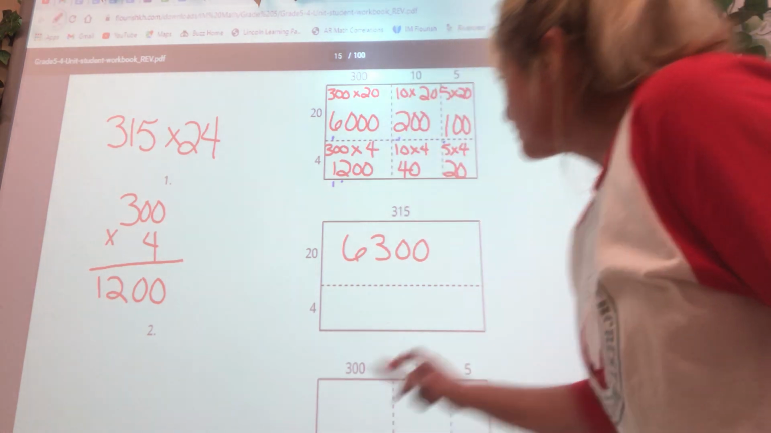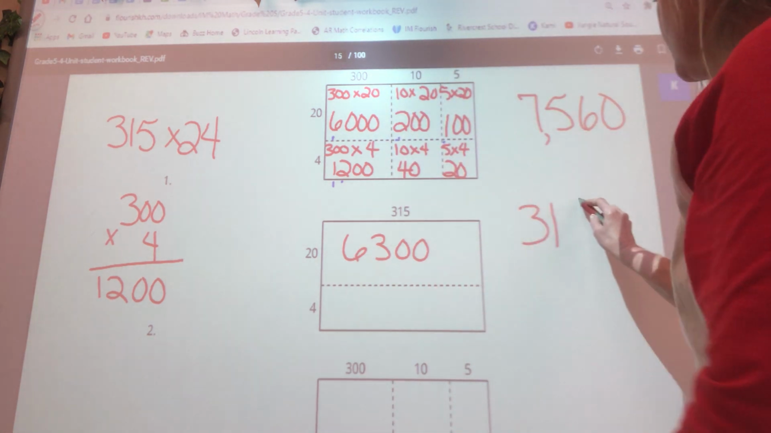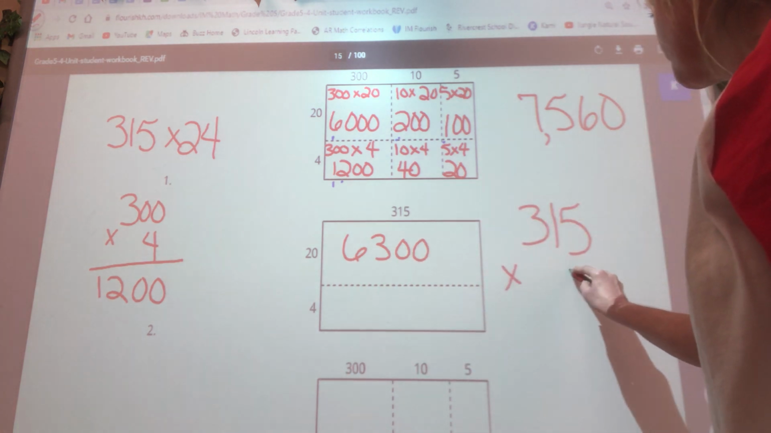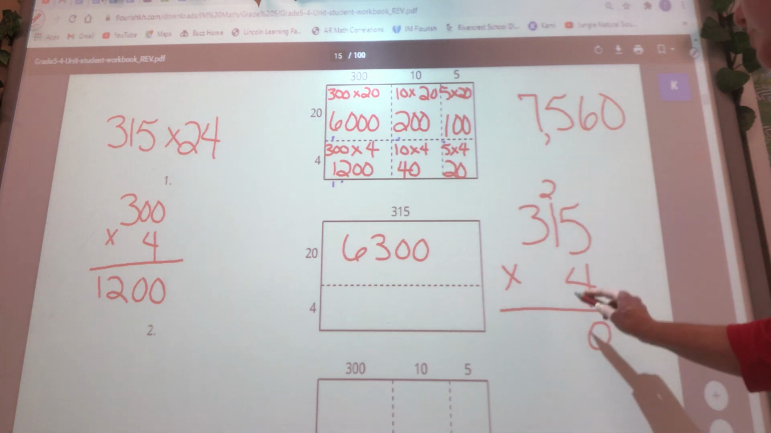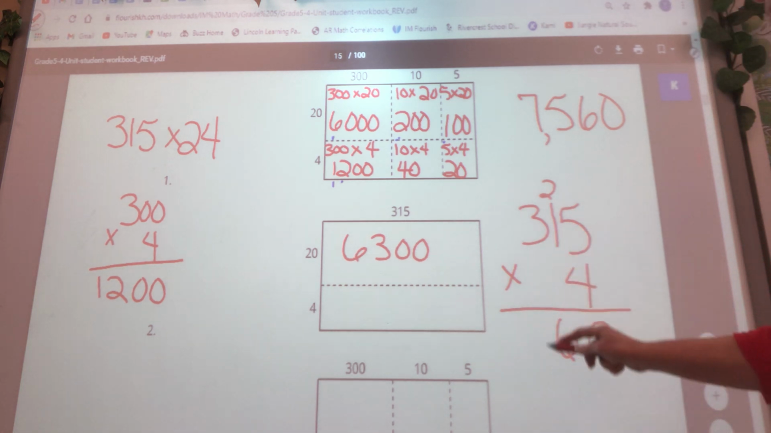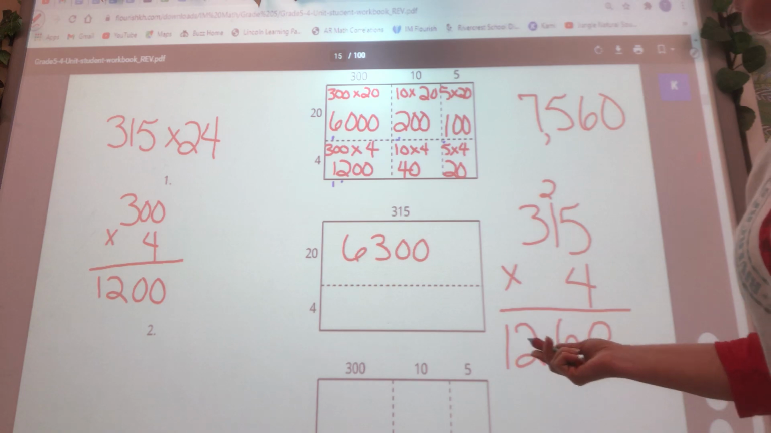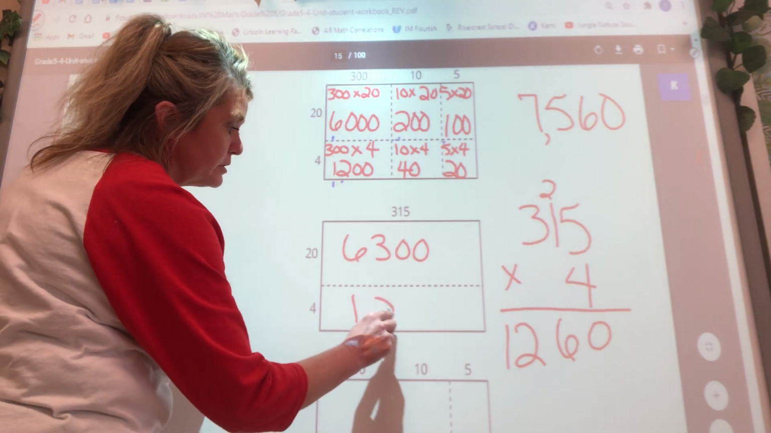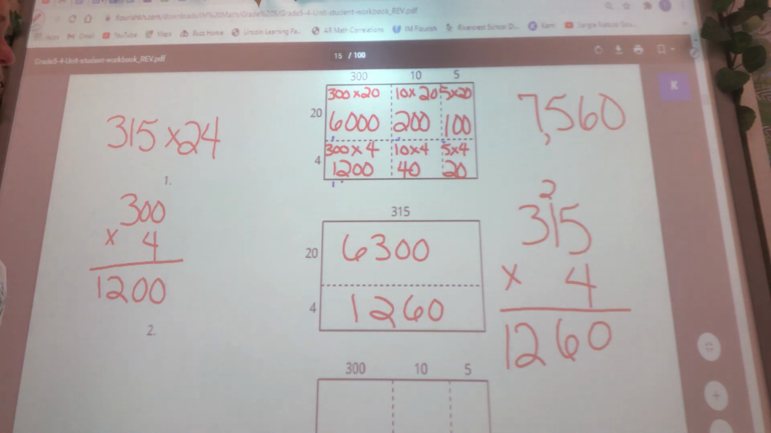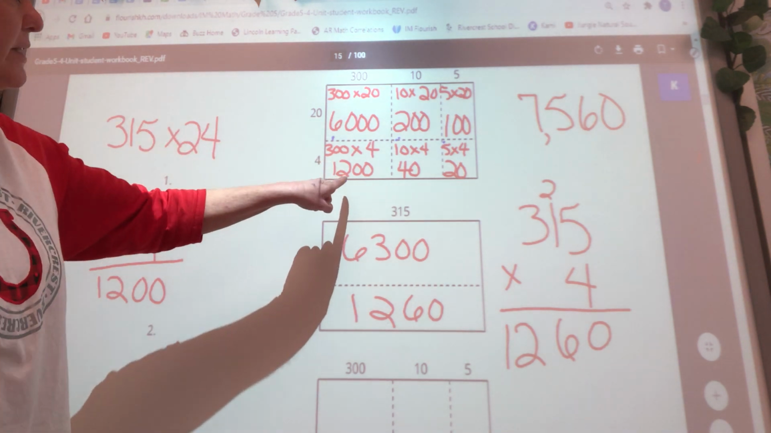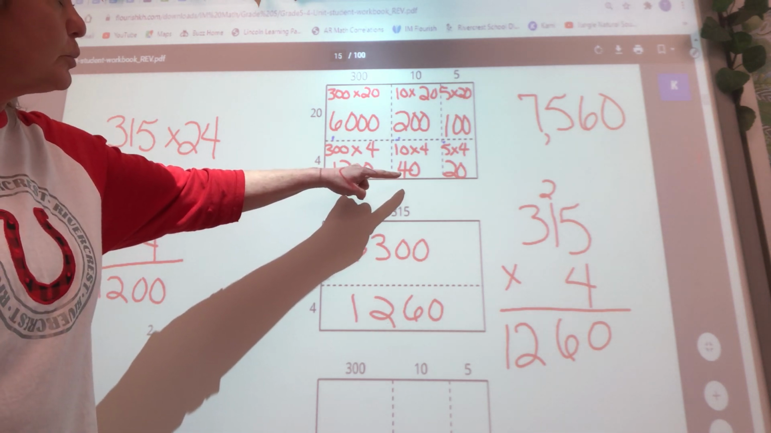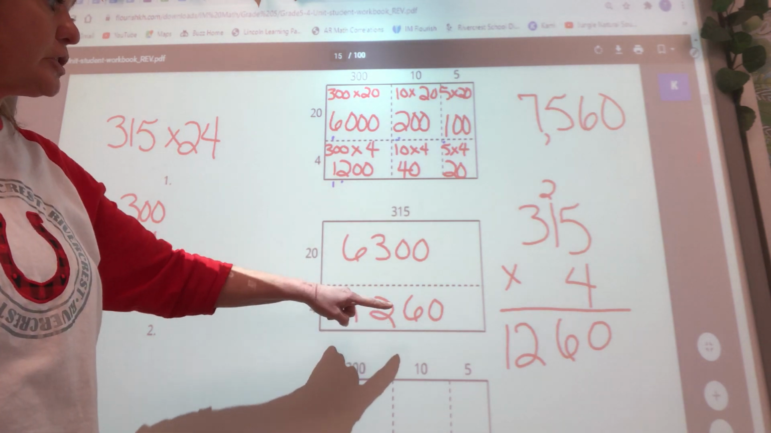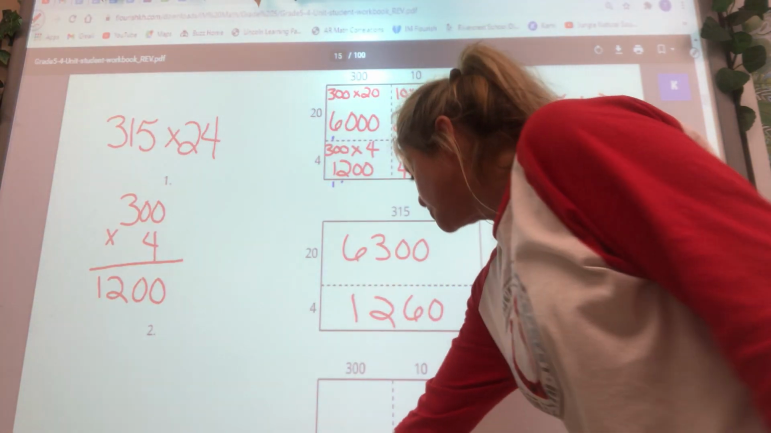And then on the bottom one, they give us the two numbers here would be 315 times 4. 4 times 5 is 20, so we'll carry our 2. 4 times 1 is 4, plus 2 is 6, and 4 times 3 is 12. So on the bottom, we got 1,260. And let's look up here. On this one, we have 1,200 plus 40, so that would be 1,240. Plus 20 more would be 1,260. So we've already double checked ourselves.